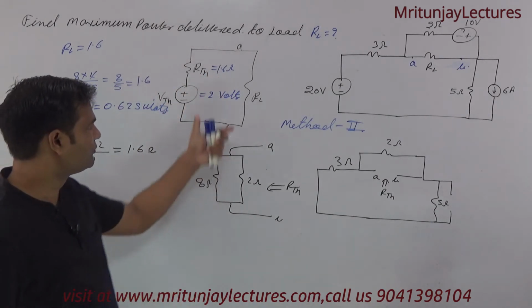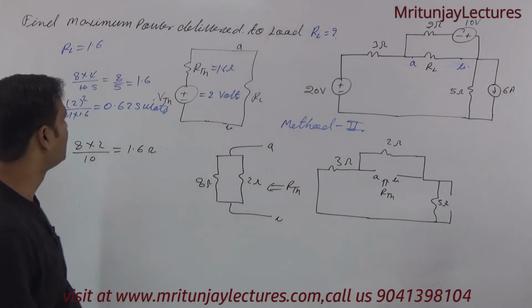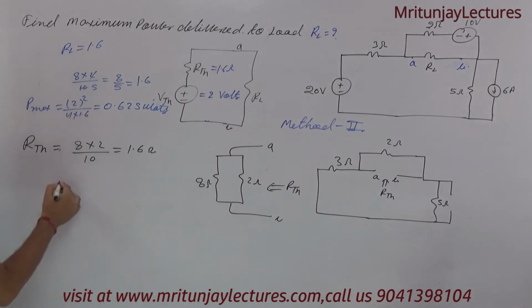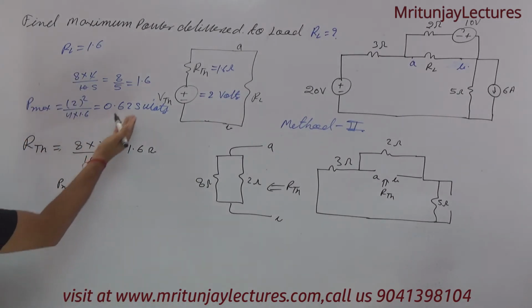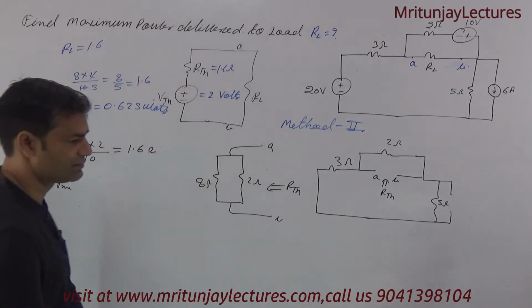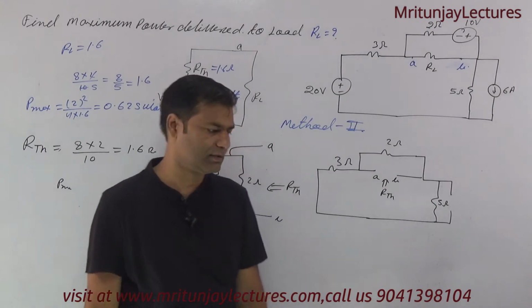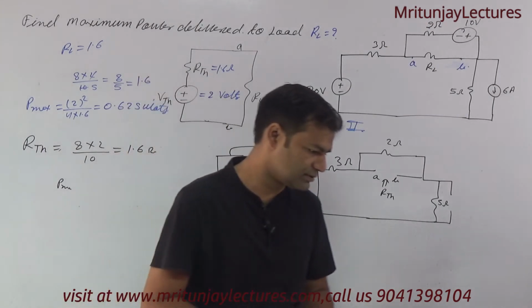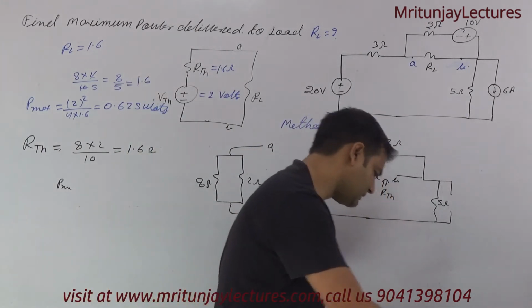After that you make it like this one and determine Pmax. Pmax again is 2 square divided by 4 into 1.6 to the whole square. Same result we got from both methods. Okay. So first of all make it. After that we focus on another question.